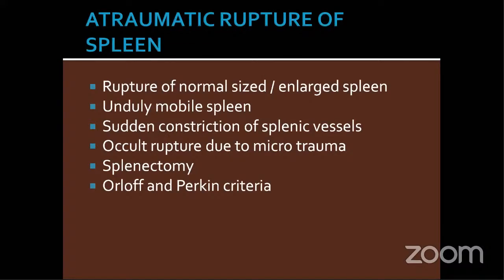There is an entity called atraumatic rupture of spleen. The rupture of a normal sized or enlarged spleen is usually seen in an unduly mobile spleen. Okay. Why does it occur? Because of sudden constriction of the splenic vessels, or there could be occult rupture due to microtrauma. The patient might have forcefully turned, even a rollover on the bed can cause trauma to the spleen and lead to rupture of the spleen or splenectomy. Okay, there is a criteria called Orloff and Perkin criteria. This was asked in the PGI exam. Okay, this is the Orloff-Perkin criteria.